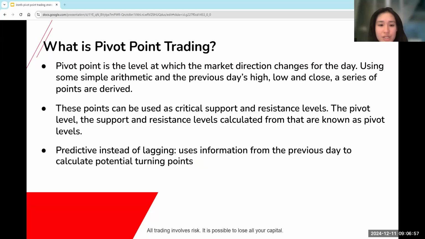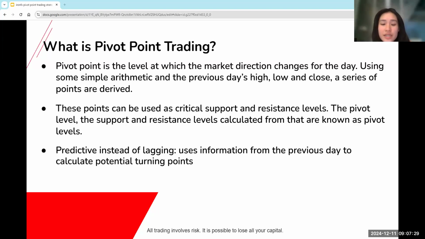Okay, firstly, what is pivot point trading? Pivot point is basically the level at which the market direction changes for the day. It uses some simple arithmetic and the previous day's highs, lows, and close, and that's how the points are derived. These points can be used as critical support and resistance levels. The support and resistance levels calculated from the pivot point are known as the pivot levels.